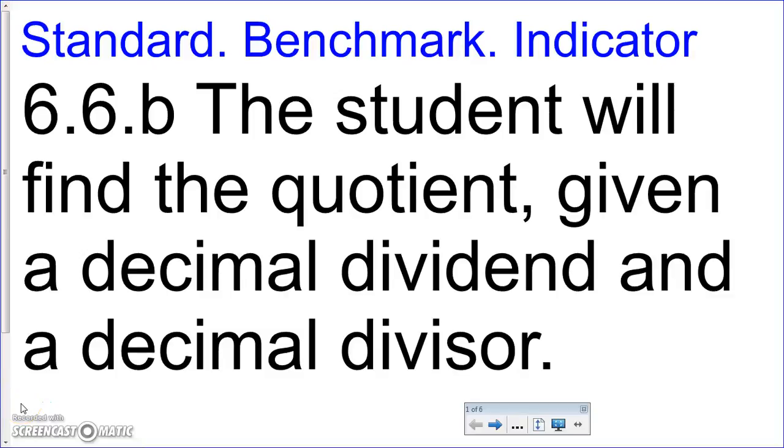Today we are working on decimal division. Please copy down the standard benchmark indicator on a clean page in your math notebook. The student will find the quotient given a decimal dividend and a decimal divisor.